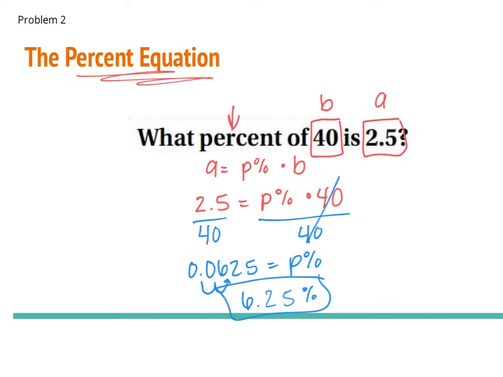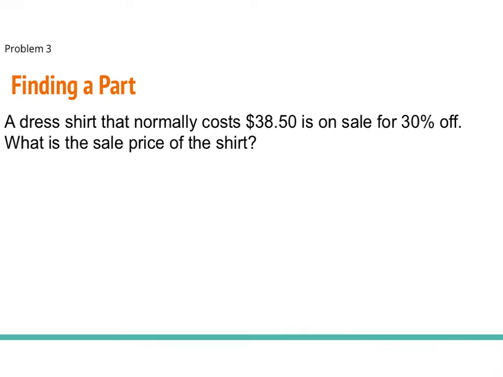Okay, so what percent of 40 is 2.5? I'm going to write in green up top. So remember, the "of" is going to be multiplication. The "is" is going to be equals. So 40 times what percent, our P, equals 2.5. So all we do here is divide both sides by 40, and that's exactly what we did over here. We did 2.5 divided by 40, okay?